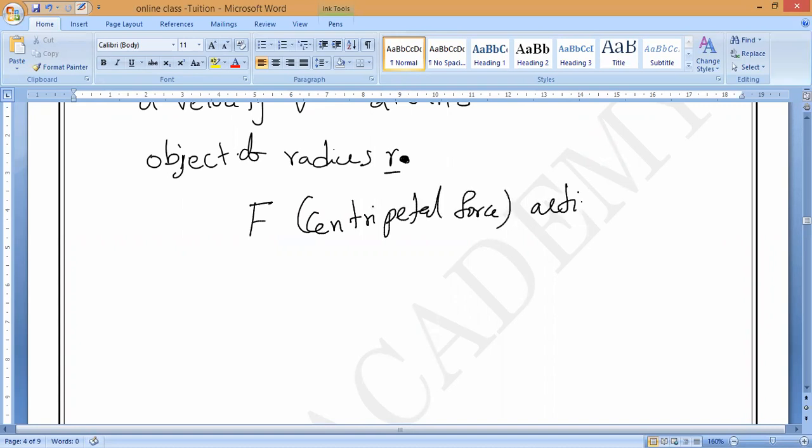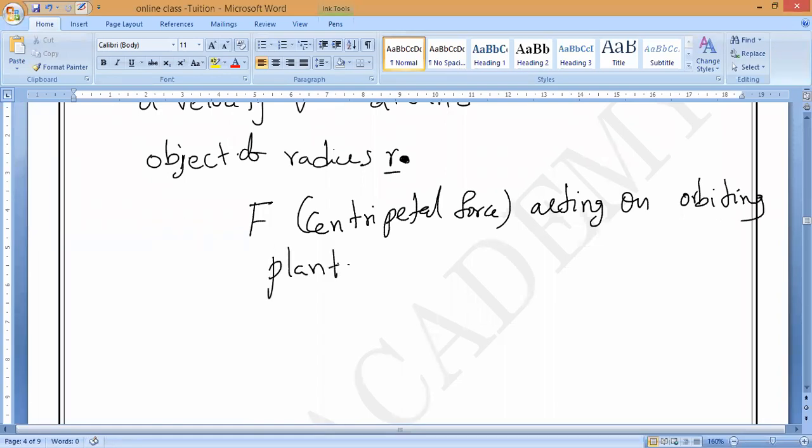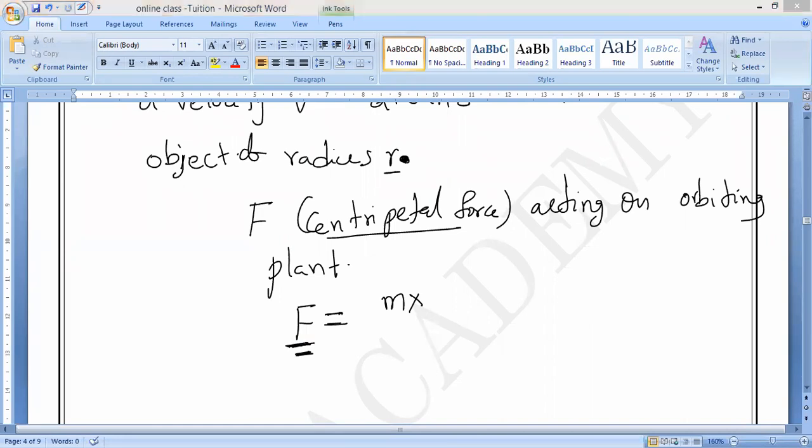Acting on what, guys? Acting on the orbiting planet. Sir, how do we calculate this force? What is the centripetal force? That formula tells how much centripetal force is acting between the sun and the earth. What does F mean here, guys? F is equal to force.